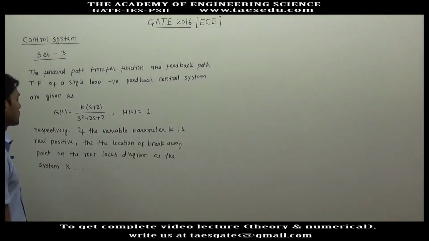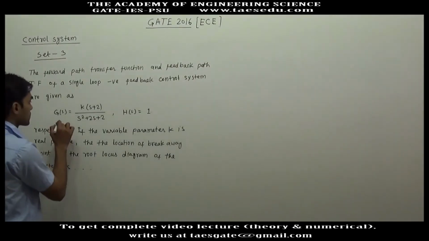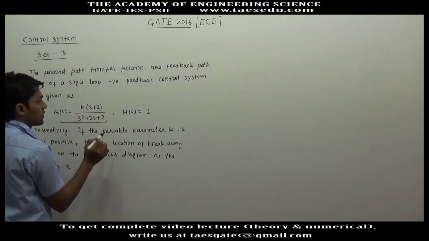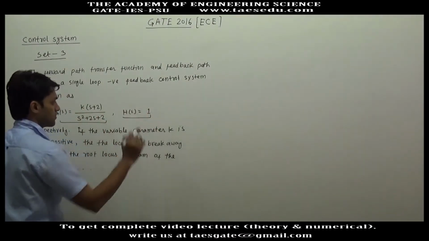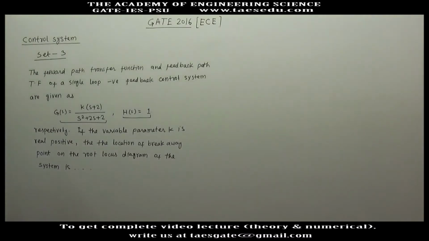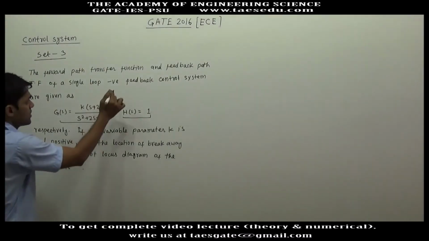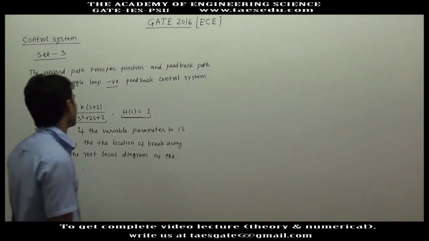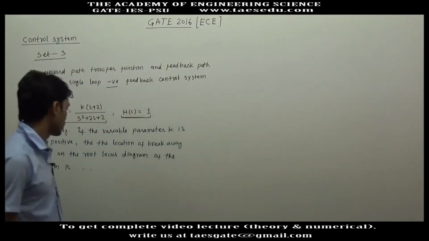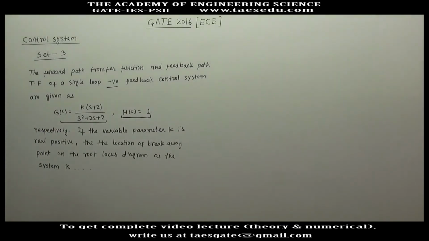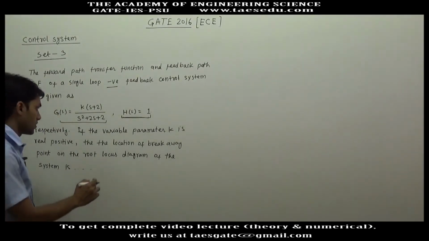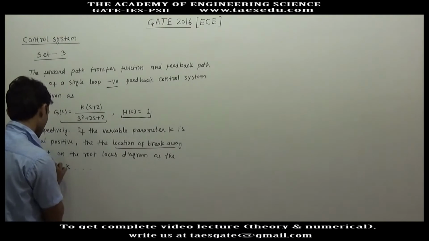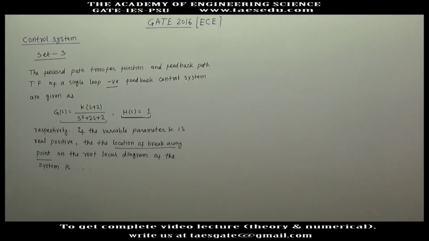In this question the open loop transfer function is given and the feedback is 1, means it is a unity feedback system. This is a negative feedback, so there is negative unity feedback, and we have to find out the location of the breakaway point on the root locus diagram of the system.